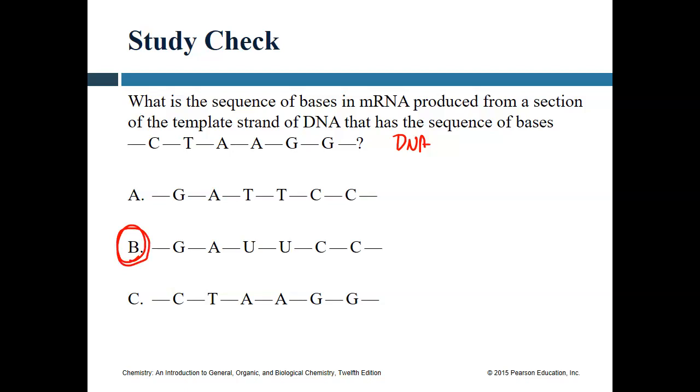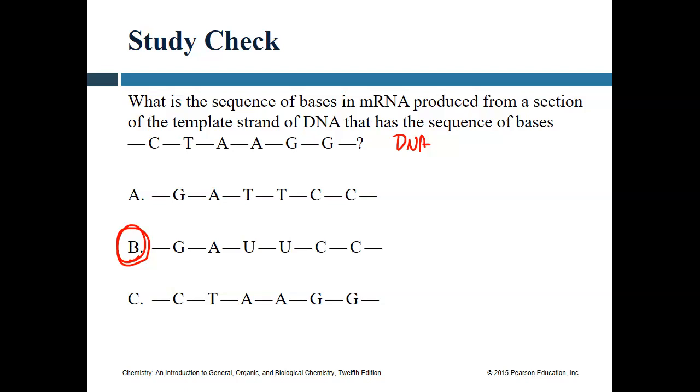The correct answer is B. Remember, since we're talking about complementarity here, that means that the complement of C is G. Complement of T is A. Complement of C is G, G is C. The reason A is not correct is because thymine does not exist in RNA. It's uracil instead.